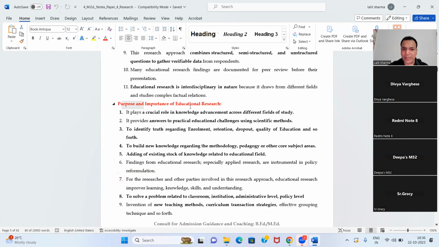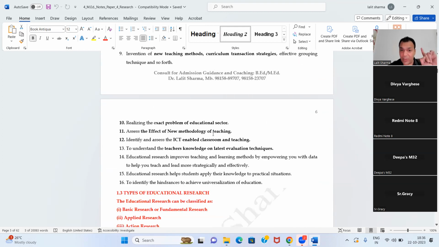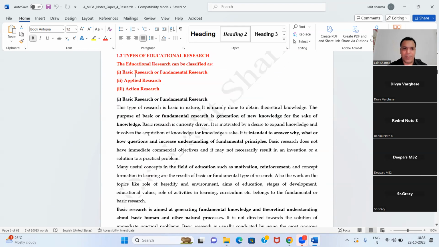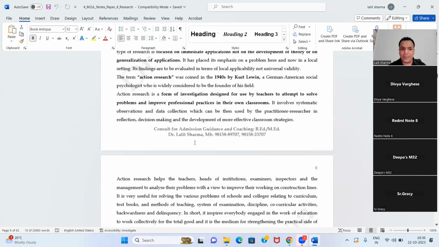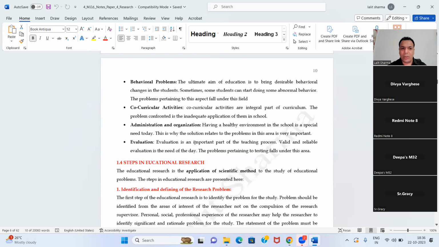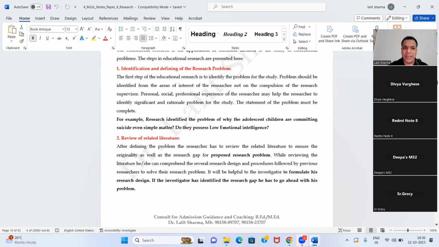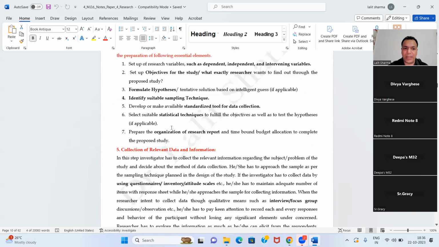Then purpose and importance of educational research. ये last year questions आया था. You can see from the last year paper, I have also shared the paper with you. It was a full-fledged question: what do you understand by educational research, define its purpose and characteristics. And types of educational research: basic, applied and action. I have already discussed with you in detail. Next, steps in educational research: identifying, reviewing, reformulating and so on.